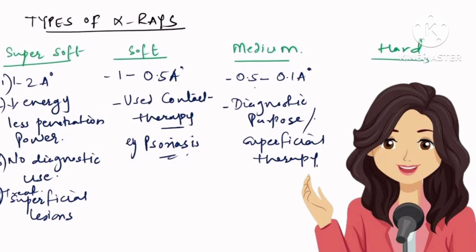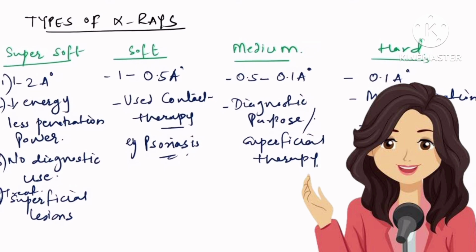All right. Hard X-rays, as the name suggests, have a wavelength of 0.1 Angstrom. They have maximum penetration power, and they are used for diagnostic purposes. Okay. These are types of X-rays.